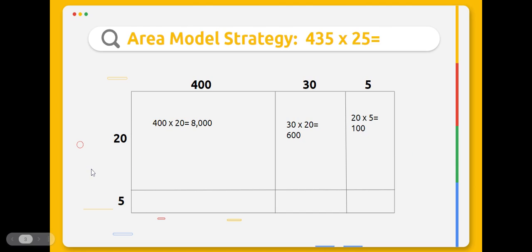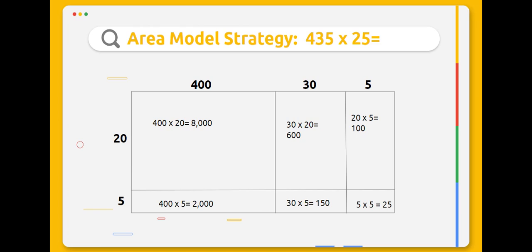Now, I'm not done because that's 435 times 20, but it's not times 25. So we've got to come down and find out what 5 times 400 is, which is 5 times 4 is 20. Add 2 zeros, gives us 2000. 5 times 30 is 150, and we all know 5 times 5 is 25.